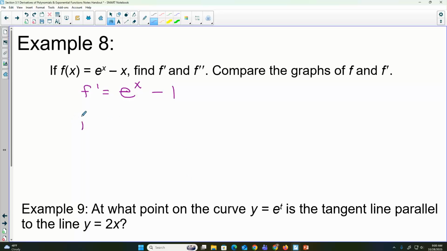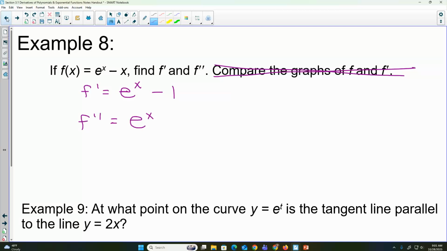Second derivative, what's the derivative of e to the x? What's the derivative of 1? Nothing. So that's all. I'm not going to compare the graphs since we don't use graphing calculators in here anymore. That's really not helpful in this.